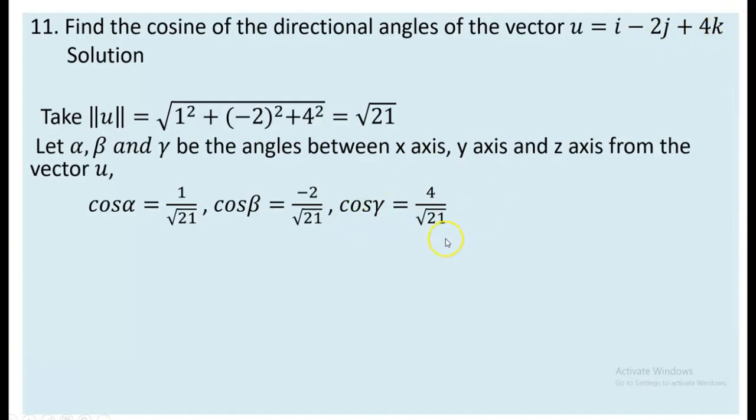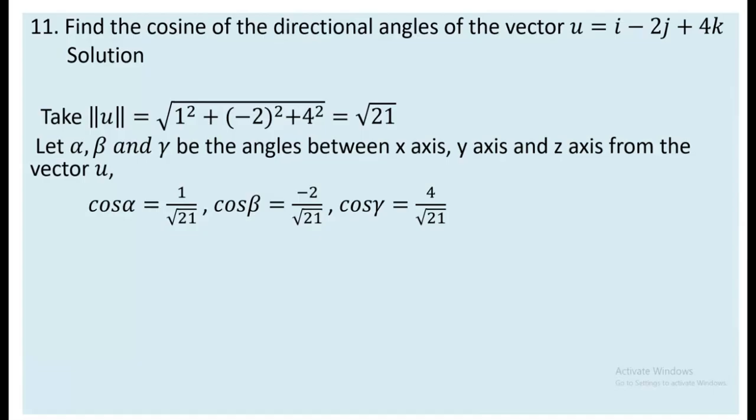Since we are asked to determine the cosine of the directional angles, this by itself is enough. How can you assure whether the obtained answer is right or not? We know that these cosine directional angles direct the given vector, so the sum of the squares of these outputs must make 1. So if you take the sum of the squares of all these three outputs, it makes 1. So in such a way you can assure.